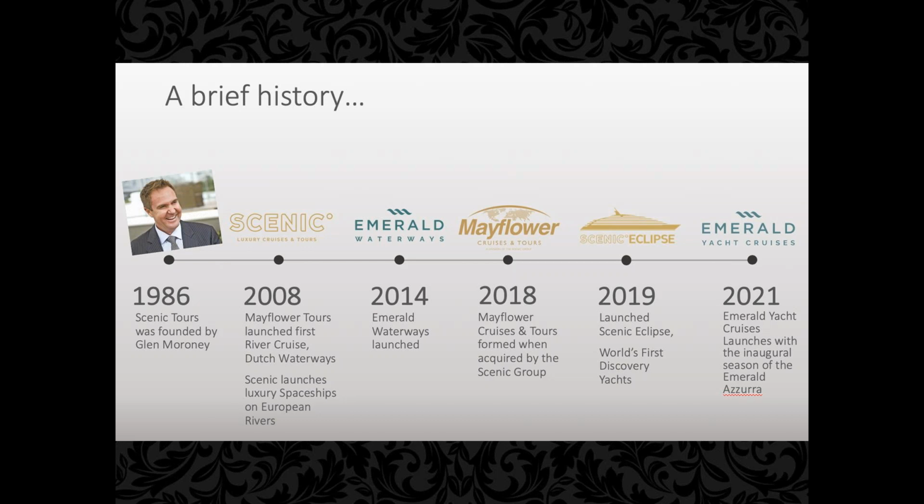Here's a brief history of our company. We started in 1979. Mayflower is just a small Midwestern business, and we were bought in 2018 by, as Larry said, the Scenic Group. You can see back in 1986 is when the Scenic Group started, and then following along this timeline, you can see when Glenn added other brands.